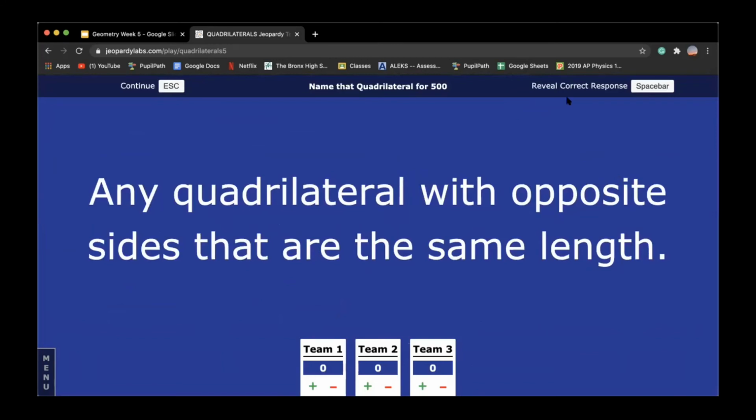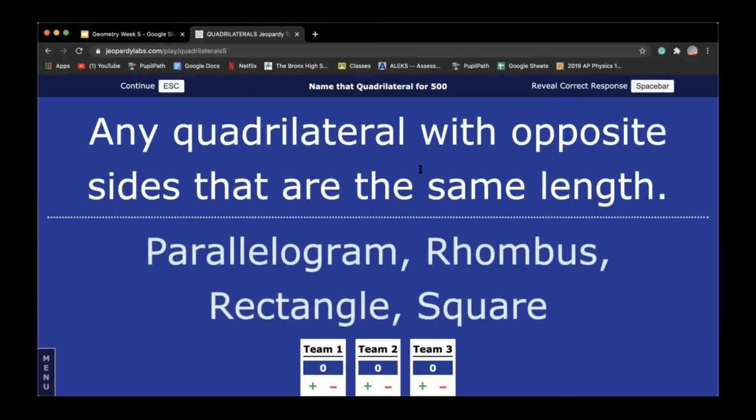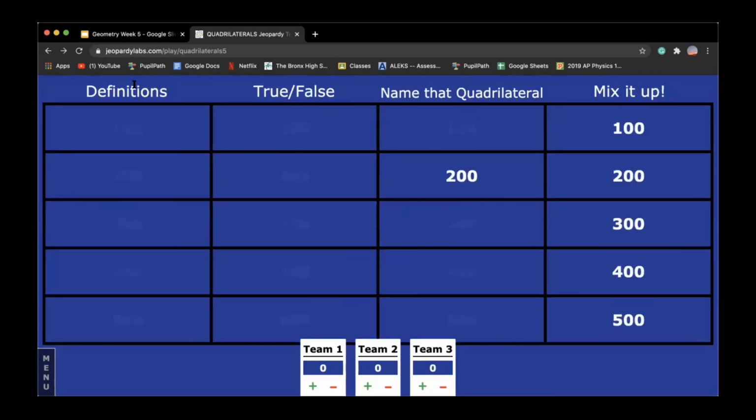Any quadrilateral with opposite sides that are the same length. That could be a rhombus, a square, and rectangles. They all apply because, like all parallelograms, they all have opposite sides that are congruent.